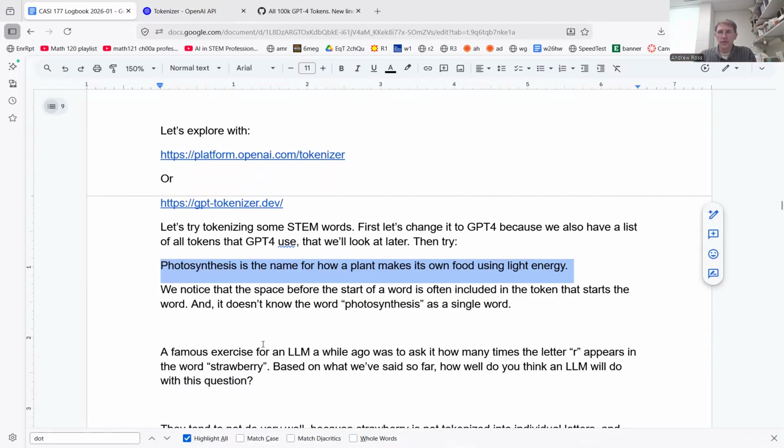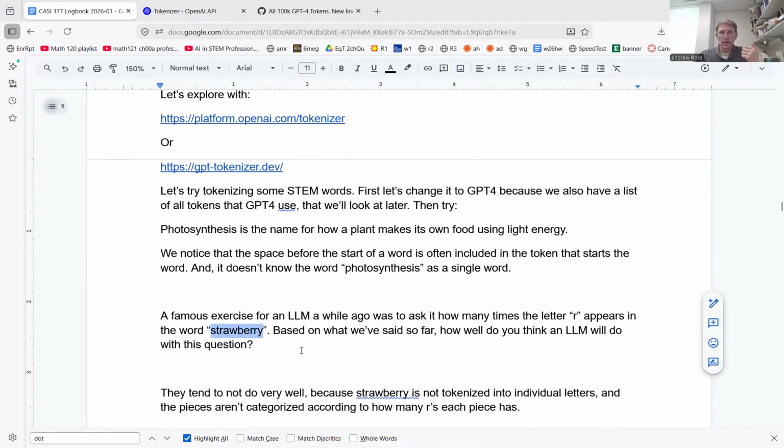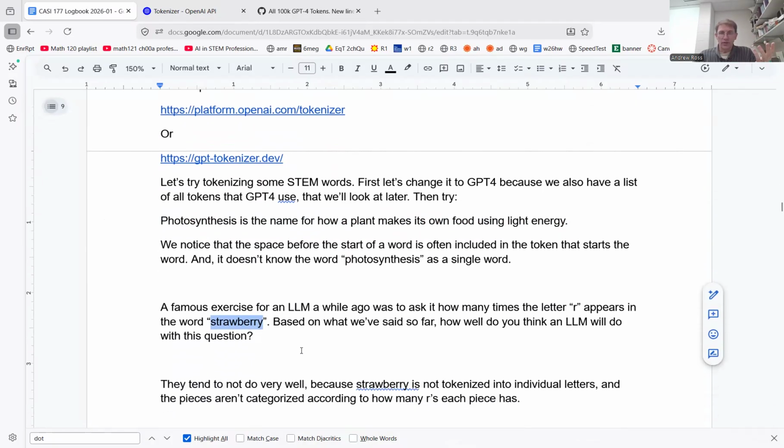A famous exercise for large language models a while ago was to ask how many times the letter R appears in the word strawberry. Based on what we said so far, how well do you think the LLM would do with this question? Well, they tend to not do very well because strawberry is not tokenized into individual letters that it could then count and say, here's an R, here's another R, here's another R. And the pieces aren't categorized as to how many R's each piece contains. So that was a challenge for LLMs. They're still not perfect at it.